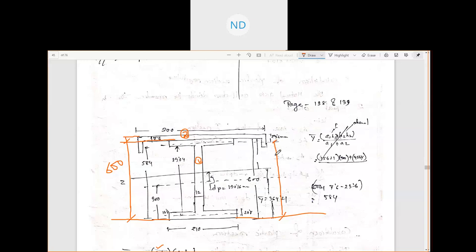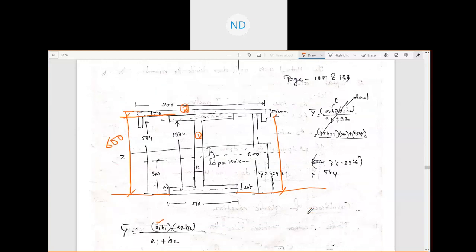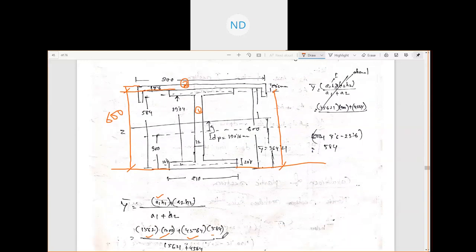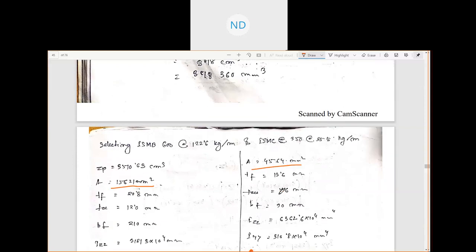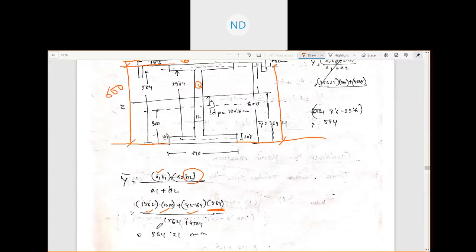So how much will this portion be? H2 is 584. How? 600 plus 7.6, sorry, 607.6, this total minus our 23.6 will give us 584 mm, which is H2. And A1 and A2 we already know from the properties. So we got the Y bar to be 364.21, which is the CG of the entire built-up member.